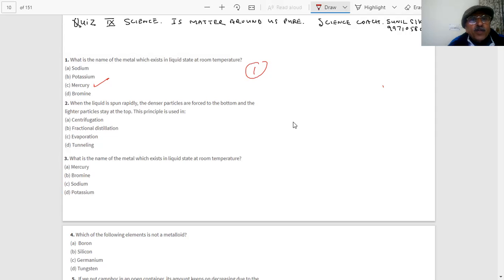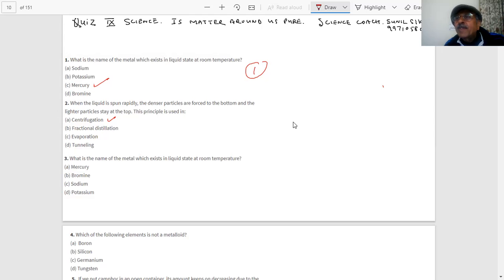When a liquid is spun rapidly, the denser particles are forced to the bottom and lighter particles stay at the top. This principle is used in centrifugation. Excellent, correct answer. You see that the questions are like this. If you read the question, you will get many more answers. If the question is what is centrifugation, the answer is: when a liquid is spun rapidly, denser particles are forced to the bottom and lighter particles stay at the top. This is the principle of centrifugation, students.